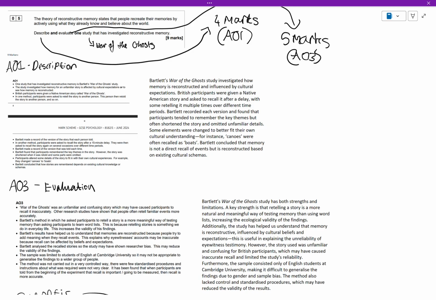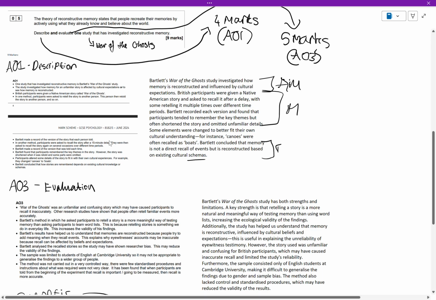Our schema is just a pre-existing knowledge or perspective on a certain thing, object, concept, theory, whatever. So here it's split into different areas of our description. So we have our results here, and also our method. You can also have the aim here, and yeah.